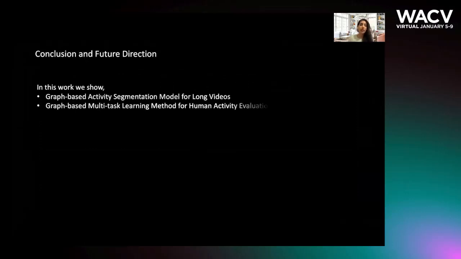So in this work, we showed that graph-based activity segmentation models for long videos perform well if we have high quality pose information. And there is a promising future for graph-based multitask learning methods for human activity evaluation in long videos.